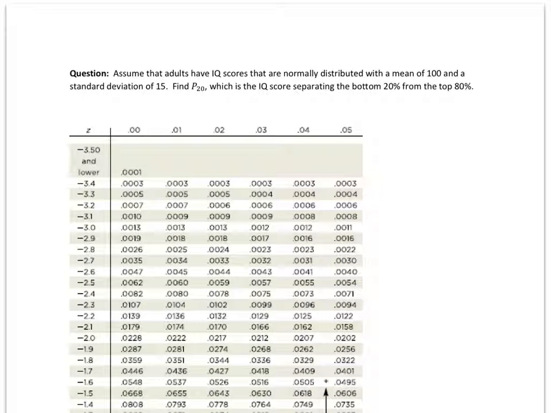Alright, assume that adults have IQ scores that are normally distributed with a mean of 100 and a standard deviation of 15. Find P sub 20, which is the IQ score separating the bottom 20%. So in other words, if I have my normal distribution, and in the middle is my 50%, because that would be halfway, then what I'm looking at is this lower 20% or 0.20, which will be what's in the table.